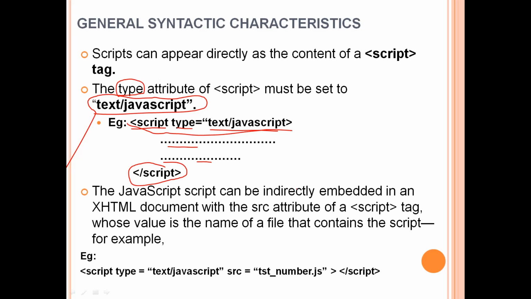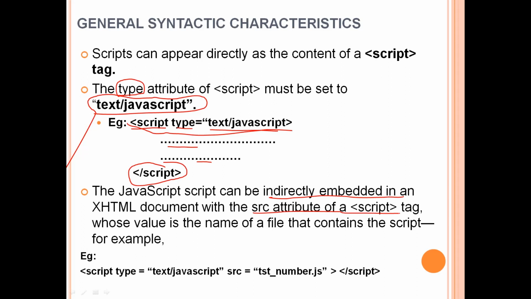Even a JavaScript can be indirectly embedded in an XHTML document with the src attribute of the script tag. Now we have seen in the last session JavaScript can be directly added in the XHTML document or indirectly. In case of indirectly, a separate JavaScript file is created and that file is attached to the XHTML document.